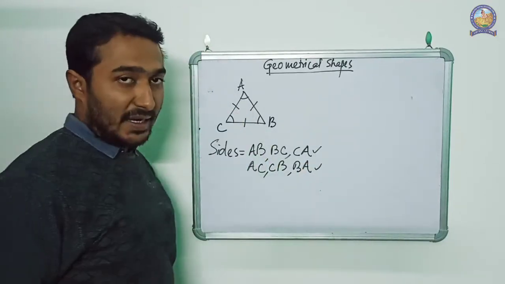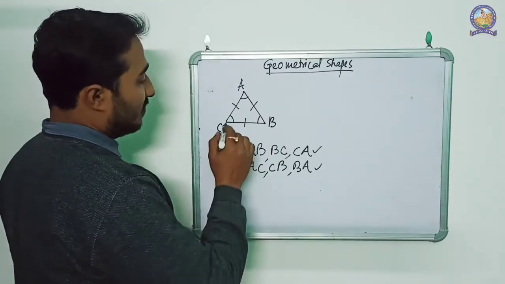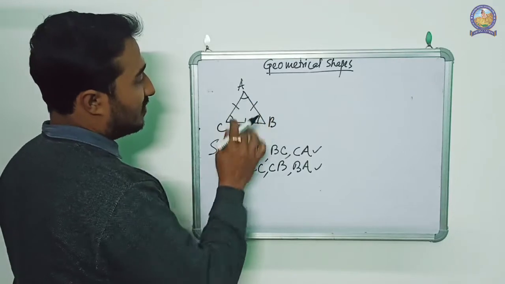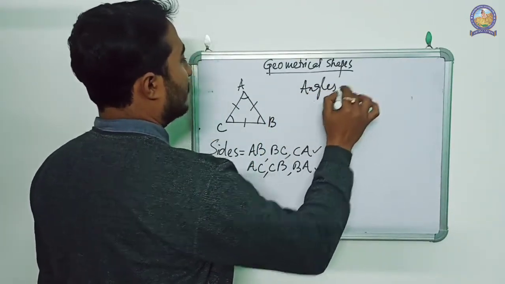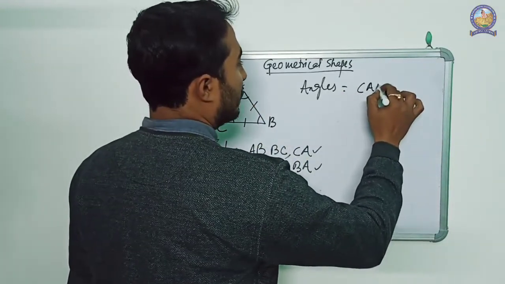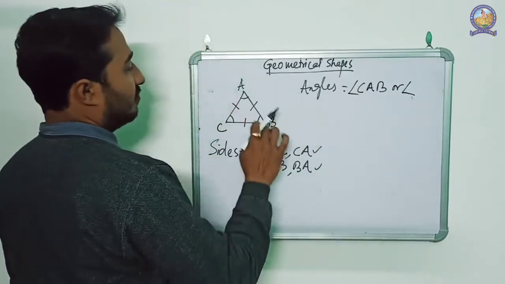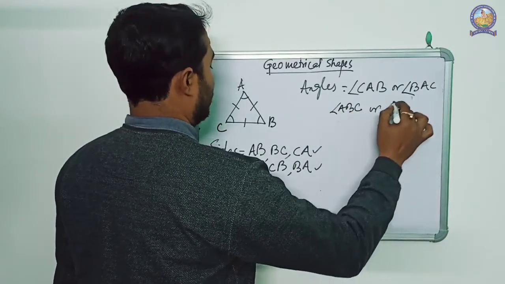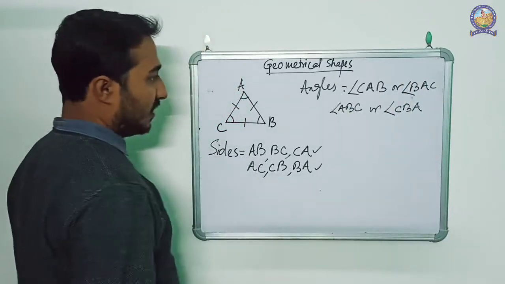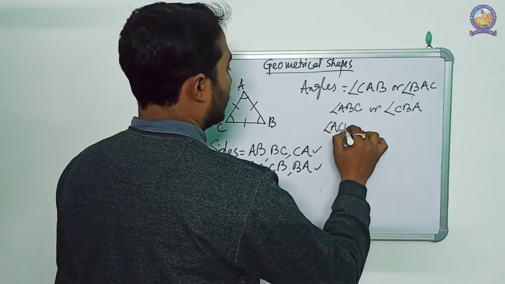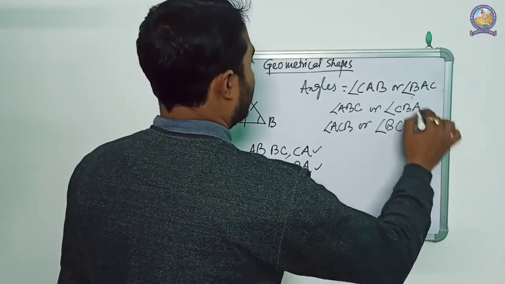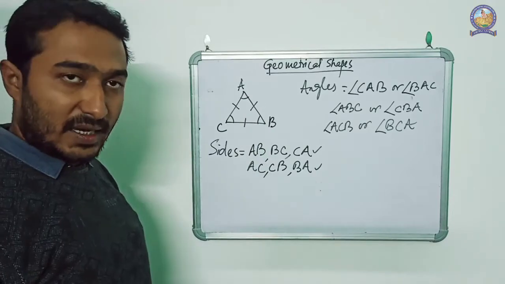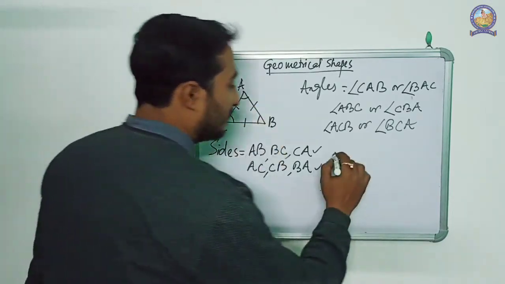In case of an angle, we know how to give a name. We must write the vertex in the middle and the other two points on two sides. So we are starting from A. What are the angles? That is CAB or BAC, then ABC or CBA, and ACB or BCA. So these are the angles, these are the sides. Now, similar to angles in a triangle, these are called vertices.